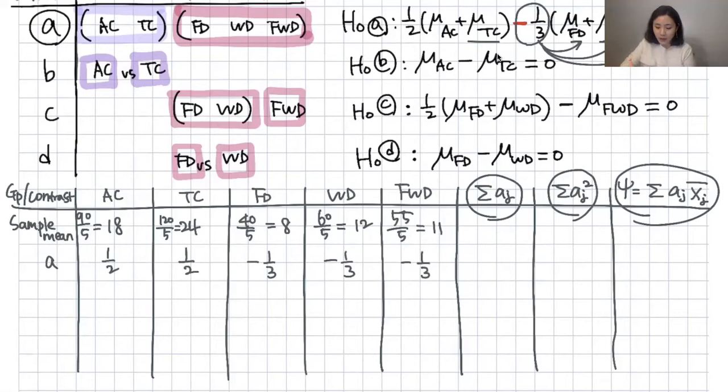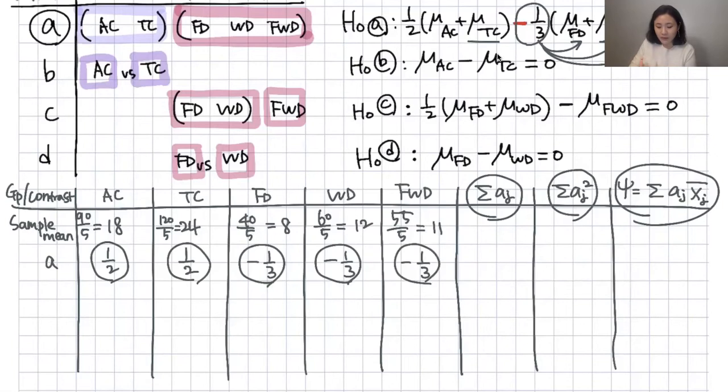So if we add these coefficients of the linear contrast, 1/2 plus 1/2 is 1, negative 1/3 plus negative 1/3 plus negative 1/3 is negative 1. So 1 plus negative 1 is 0. So this is 0.